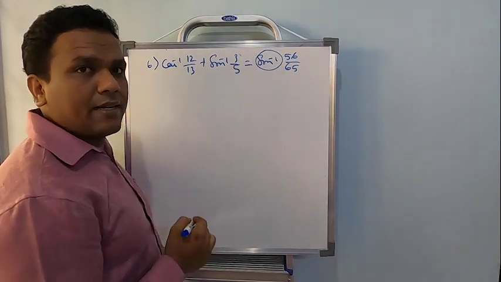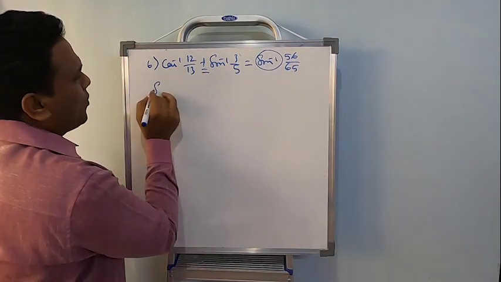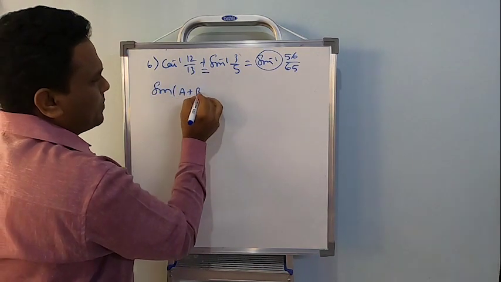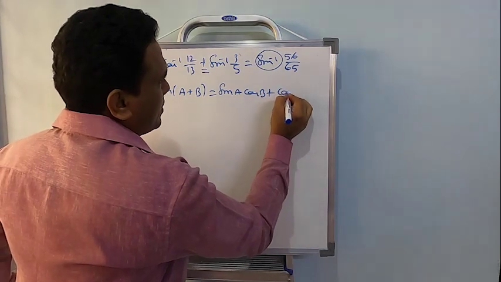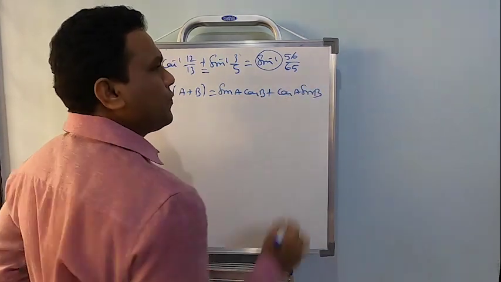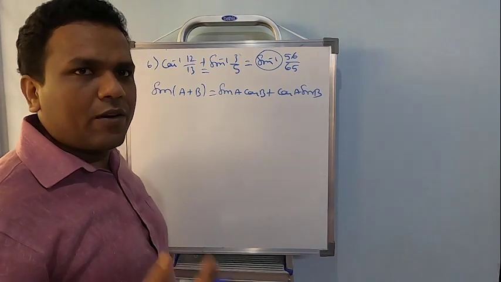The hint is this, the right hand side. The right hand side is sin inverse and there is a plus sign. Right. So the formula I should use is sin of a plus b. What is sin of a plus b? Sin a cos b plus cos a sin b. The formula, once you write it, the hint will give you what exactly you have to find further.